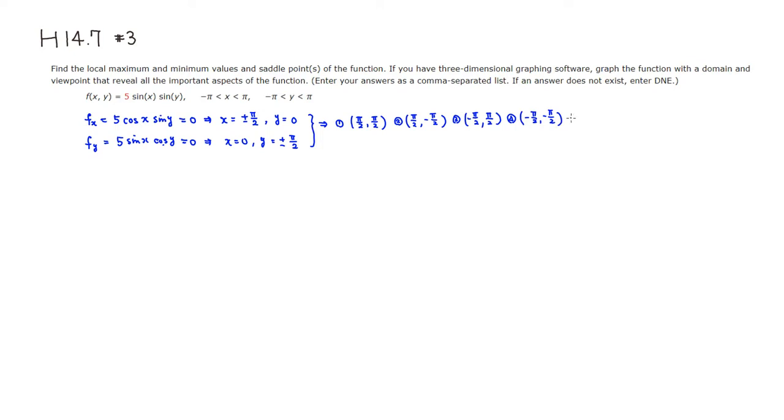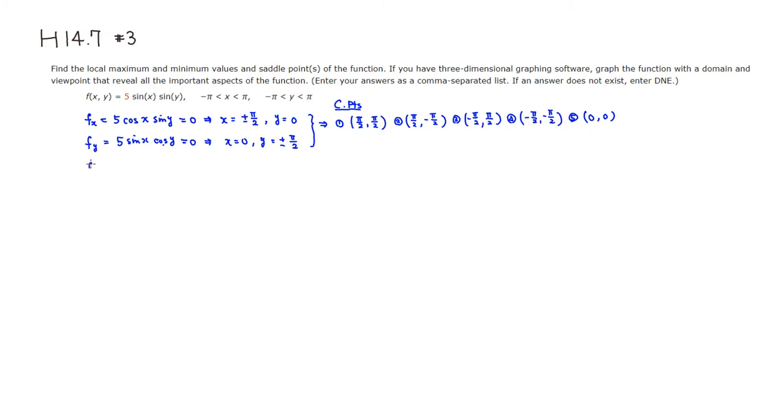The other one would be we can take y to be 0, then x has to be 0 too. So we have that. All right, so we have 5 critical points. Then we just have to do the second derivative test.